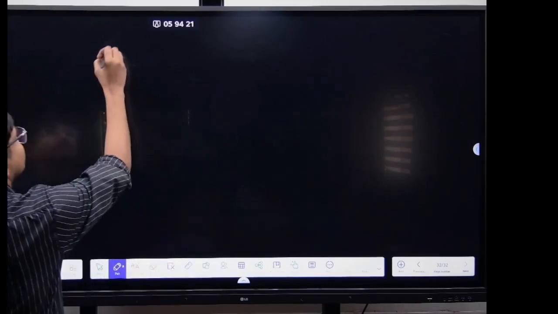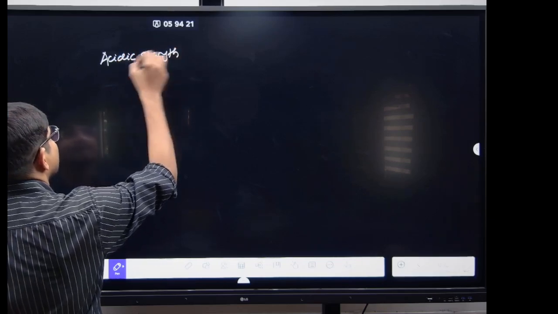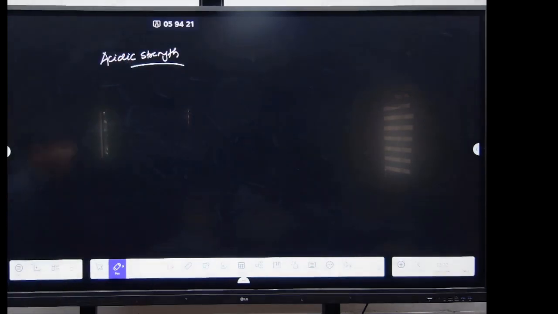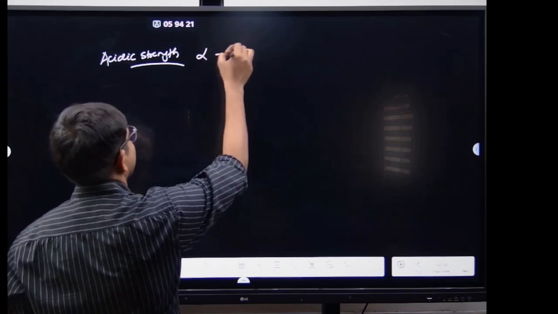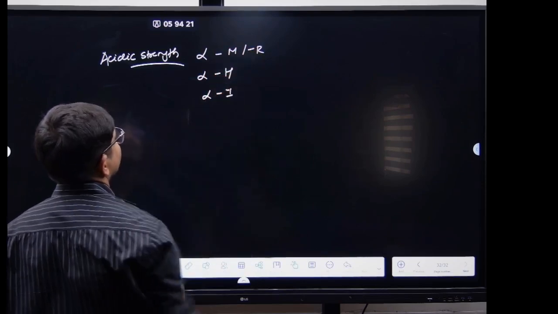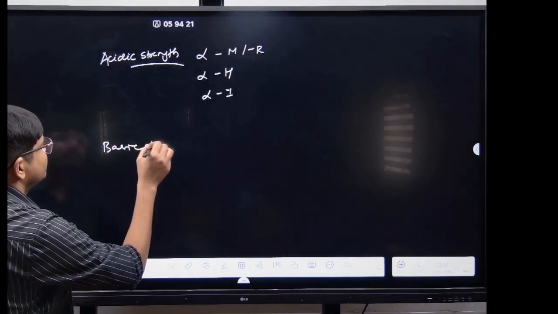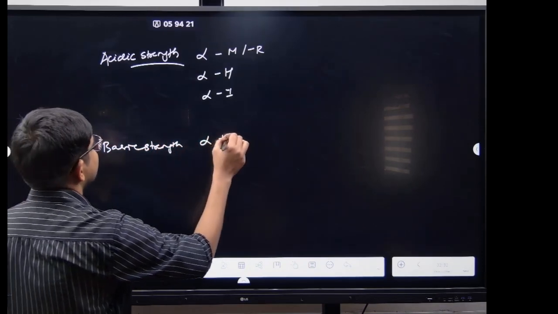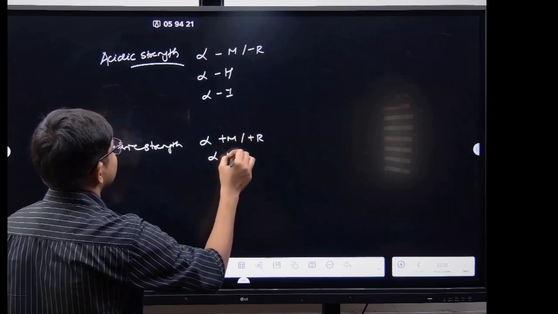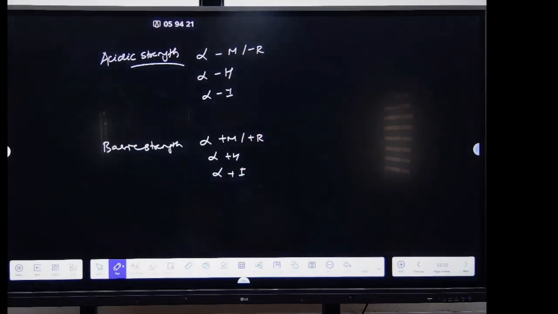Now coming to the acidic strength and the basic strength, right? Acidic strength is favored by the minus M, minus R, minus H, and minus I effects. Whereas the basic strength is favored by the plus M, plus R, plus H, and plus I effects. This is how we check the acidic strength as well as the basic strength.